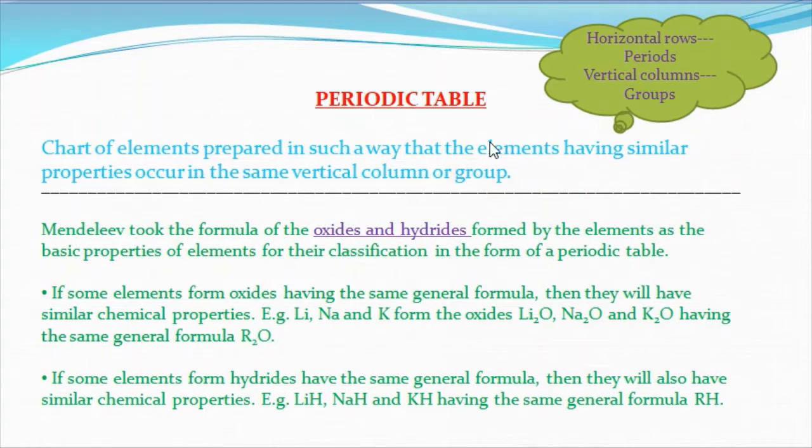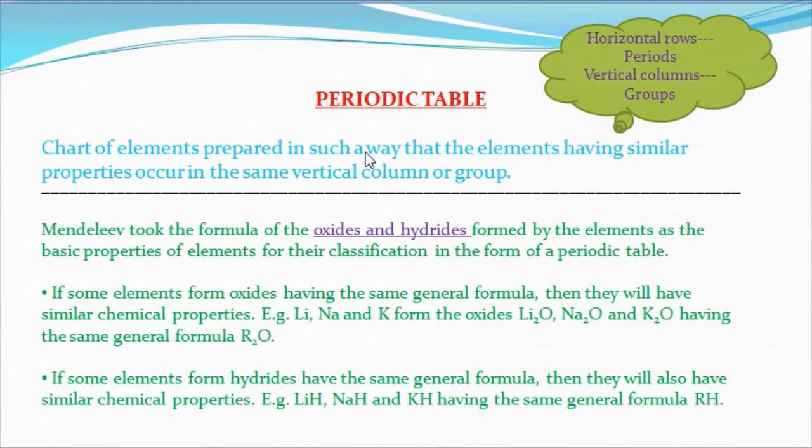Here we have the word periodic. What do we mean by periodic? Why is it called periodic? Periodic actually means repetition at regular intervals. So it's called periodic because the elements having similar properties are repeated after certain intervals or after certain periods, as we saw in Newlands' law of octaves also. And it's called a table because the elements are arranged in tabular form.